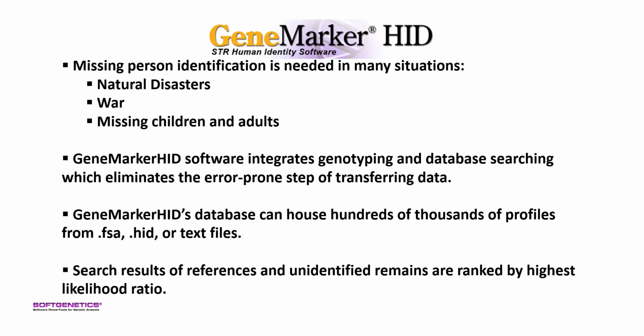GeneMarkerHID includes tools that allow for the accurate and rapid genotyping of samples, as well as the comparison of STR profiles from unidentified remains to an STR database. Since all of this is included with GeneMarkerHID, there is no error-prone data transferring step. The database can house hundreds of thousands of profiles, and a search will list results ranked by the likelihood ratio.